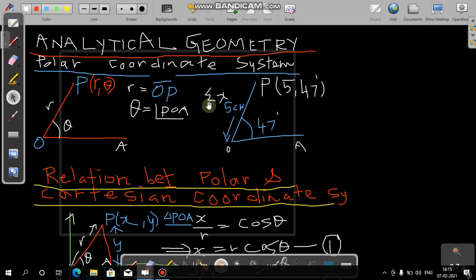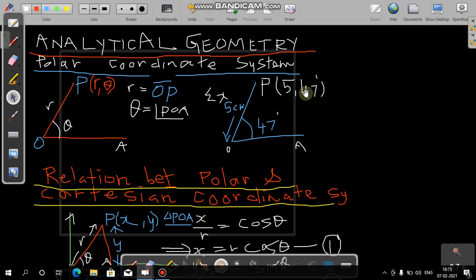One example I have given here. Suppose the origin is here, the point is 5 centimeter away from the origin, and the angle between the horizontal line and this particular point is 47 degree. Then this point can be represented as 5 comma 47 degree. The system of representing points this way is called polar coordinate system.